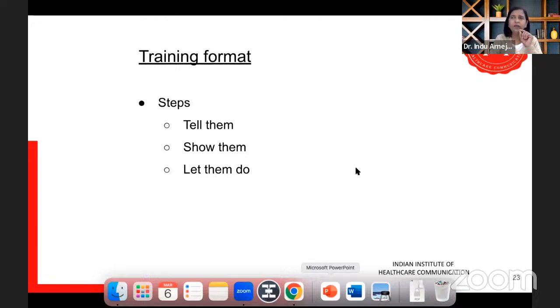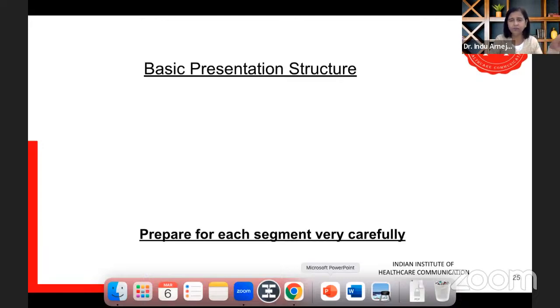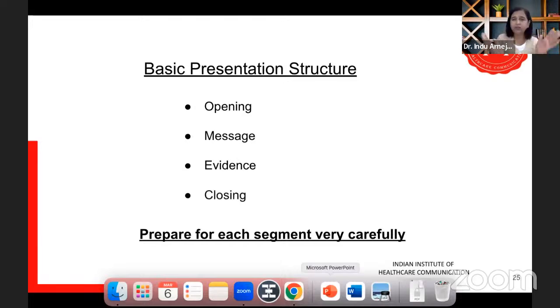Now, some of the basic presentation structure, which we talked about in the previous session also: it should have an opening, it should have a message, it should have evidence for what you are saying, because as I said, without evidence you will fail. Your audience will not take what you are saying. And then of course there has to be a closing with the takeaway. So please prepare for each segment very, very carefully.